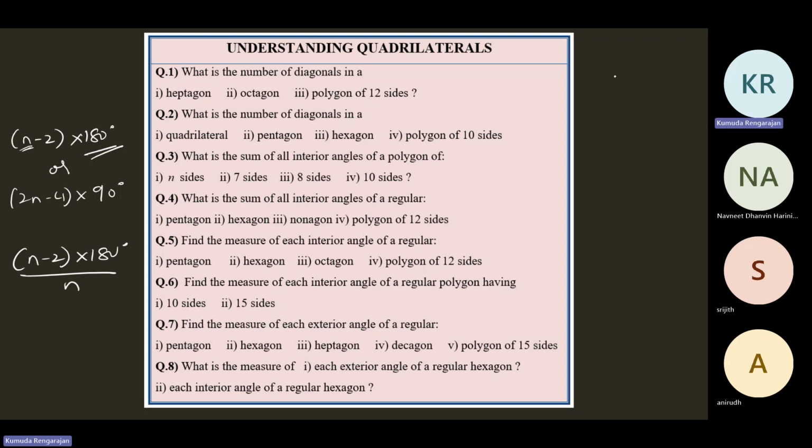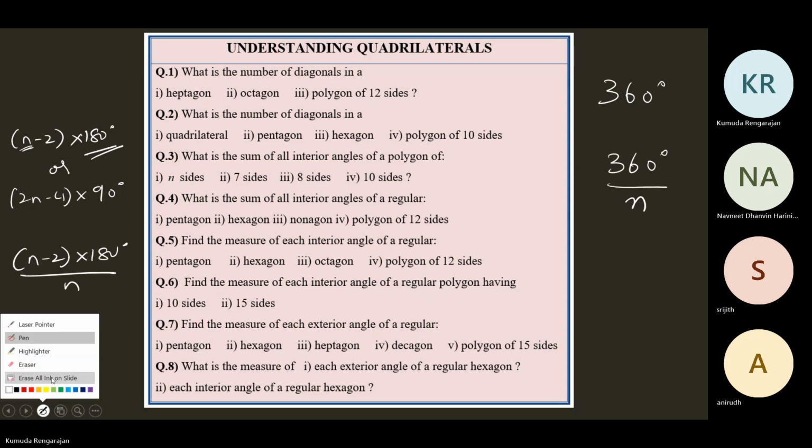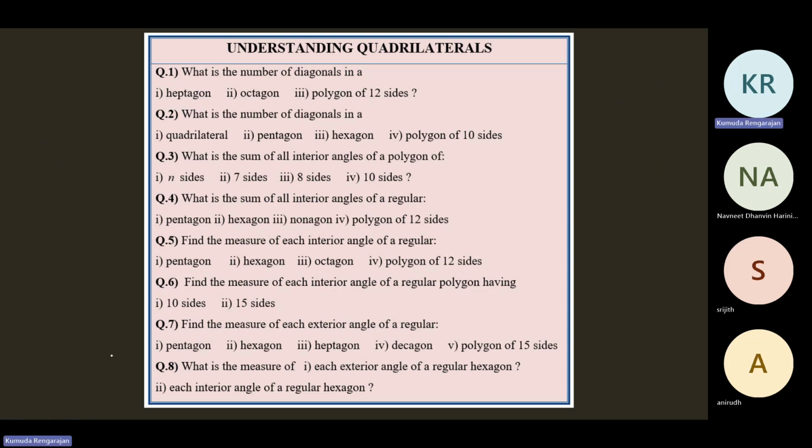The sum of all the exterior angles in a polygon with n sides is equal to 360 degrees. This is fixed. Then each exterior angle, in the case of a regular polygon, is 360 degrees by n. These formulae we have already seen earlier. We're just recalling.